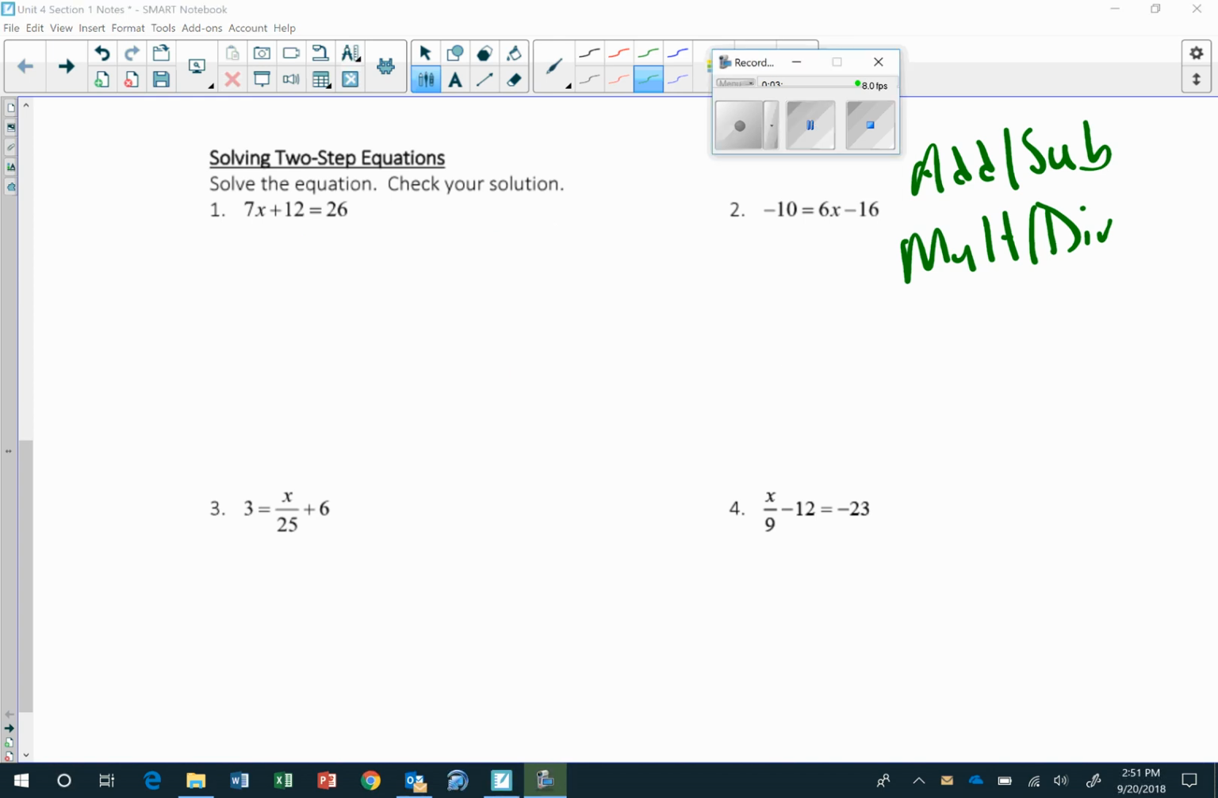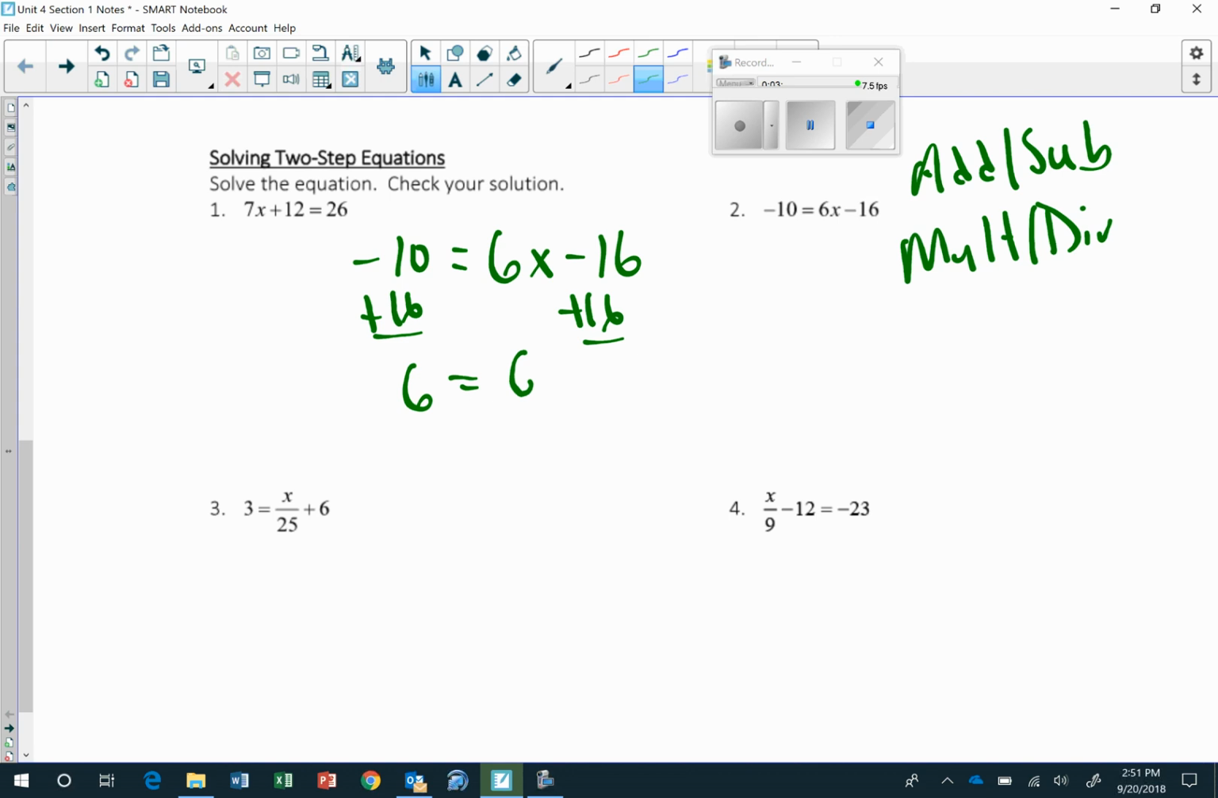All right, I'm going to go ahead and work out number 2. Just so I have some more room, I'm going to write that over here to the left a little bit. So I have negative 10 equals 6x minus 16. The goal is to get the variable by itself, so I go to the right side because that's where my x is. I have 6x minus 16. Since I have subtraction, I'm going to add 16 to both sides. So negative 10 plus 16 is 6. And then I have 6x on the right side.